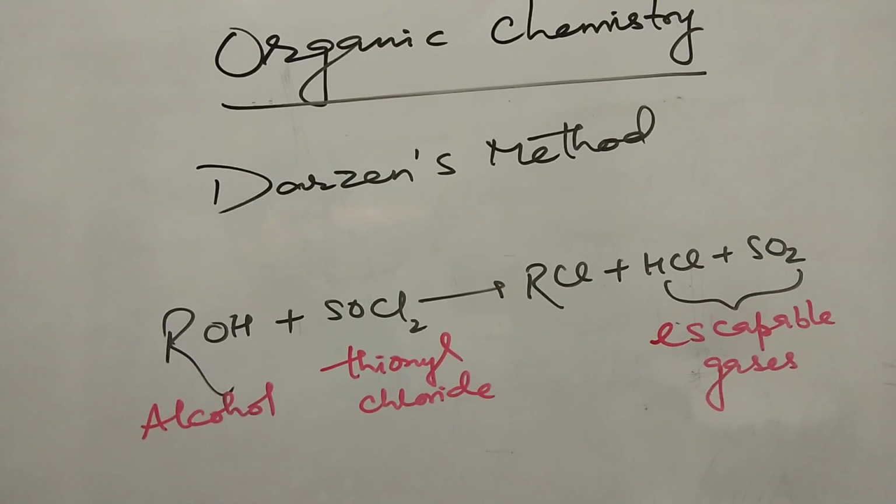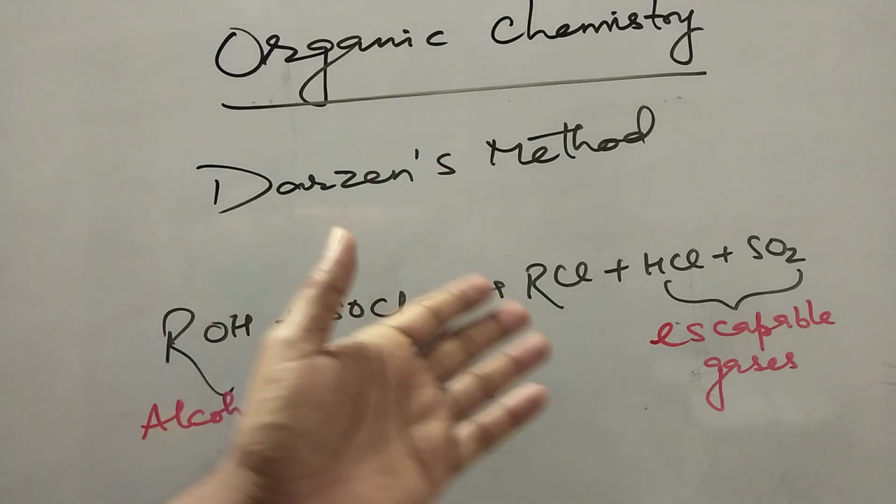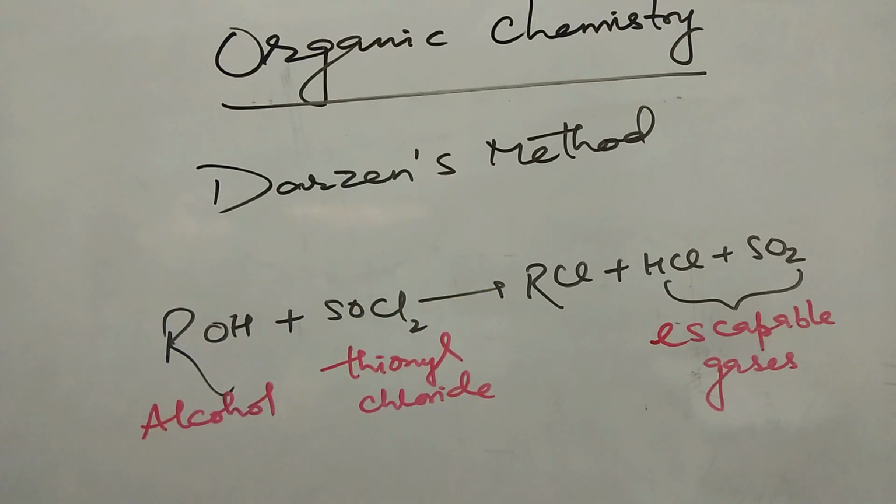Now coming to Darzens' method. When alcohol is treated with thionyl chloride, it forms chloroalkane or alkyl chloride. Along with it, two escapable gases are also produced, HCl and sulfur dioxide. This is called Darzens' method. It's a very useful method because the other products are gases, so there is no need to purify the main product. It is a very useful method for the preparation of chloroalkane.